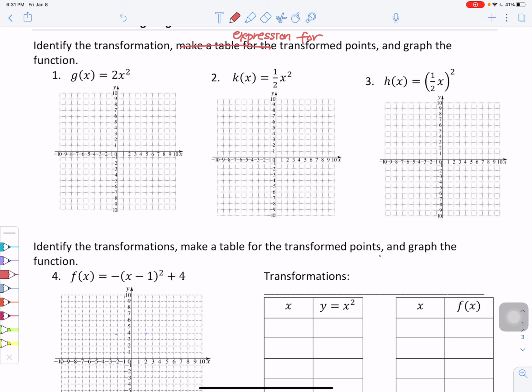So our parent function for all three of these, number 1, 2, and 3, of course, is x squared. f of x equals x squared. Let's go ahead and plot a few points on that parent function. So we have (1, 1), (2, 4), and (3, 9). And we'll be able to see the comparison of the transformed function.